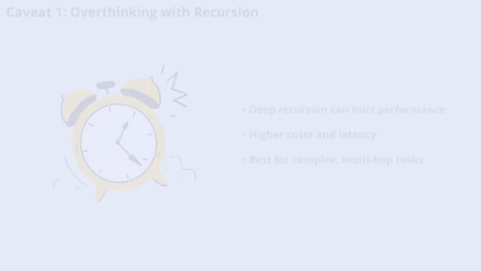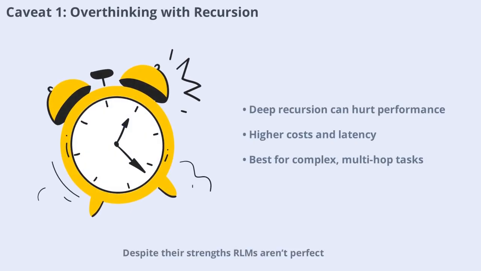Despite their strengths, RLMs aren't perfect. One major caveat is that deeper recursion doesn't always mean better performance. Studies found that allowing subagents to spawn their own subagents, a recursion depth greater than 1, can actually hurt performance, increase costs, and slow down execution dramatically. RLMs shine on genuinely hard multi-hop tasks, but for simple lookups, the extra machinery can backfire. The lesson: use recursion wisely and keep it shallow for best results.